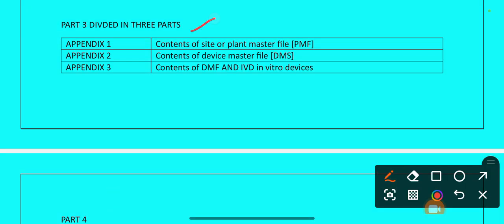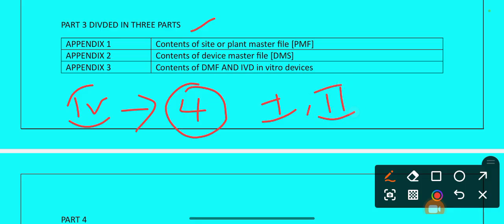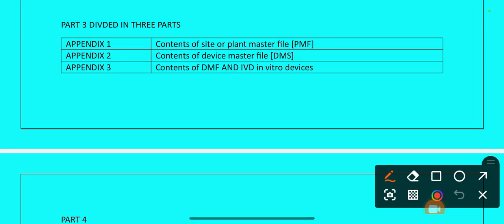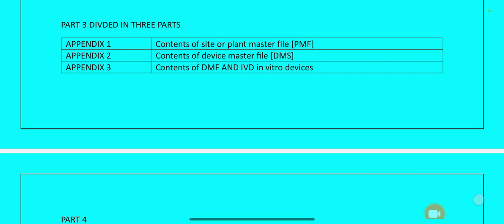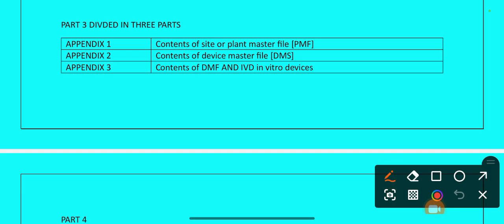Part 3 is divided into 3 parts in the fourth schedule. So the fourth schedule, how many parts is it divided into? 4 parts. Part 1 and part 2 were already discussed. What is part 3 in the fourth schedule? It is divided again into 3 parts, appendix 1, 2 and 3.